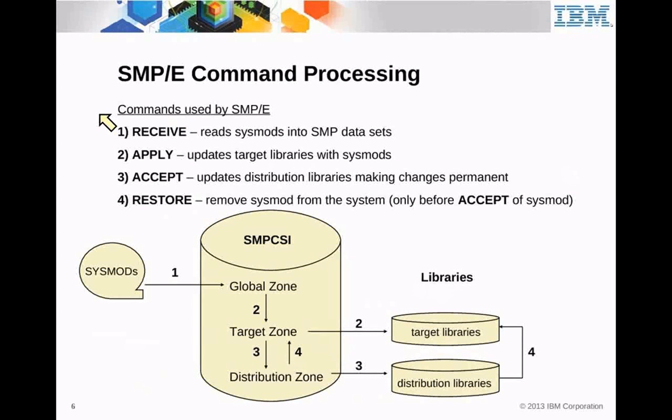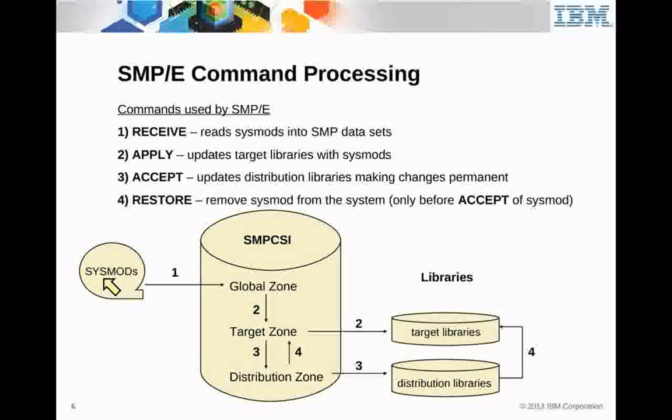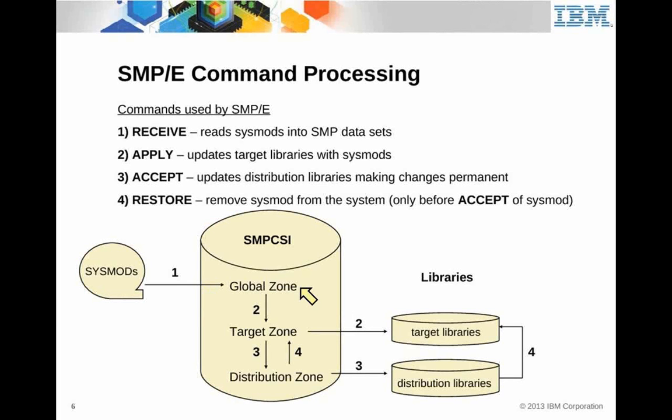I'm going to talk about the four main commands of SMP/E: receive, apply, accept, and restore. What a receive means: if you get a SYSMOD, and it can be electronically retrieved or on tape, and you get it from IBM, or it could be a user mod that you built yourself, you receive that SYSMOD. And when you receive the SYSMOD, it places it in the global zone. So the global zone says, I know about it.